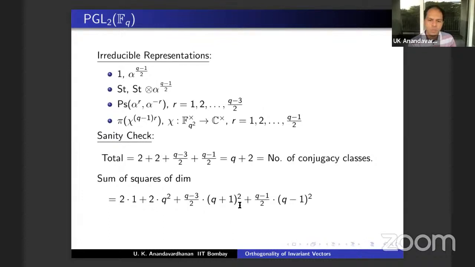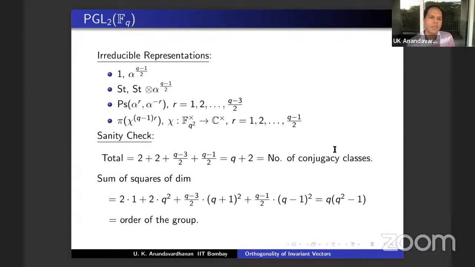And the sum of squares of dimensions will be twice 1 plus twice Q square plus Q minus 3 by 2 times Q plus 1 square plus Q minus 1 by 2 times Q minus 1 square, since cuspidals are of dimension Q minus 1. And you can do this, and this is Q times Q square minus 1, which is a famous linear algebra exercise. You know that is the cardinality of PGL2 FQ. The famous exercise is the cardinality of GL2 FQ is Q square minus 1 times Q minus 1 times Q, and you are modding out by the center, which is Q minus 1, so it is Q times Q square minus 1. So that is also true. It is the order of the group. Okay, so these are the representations.